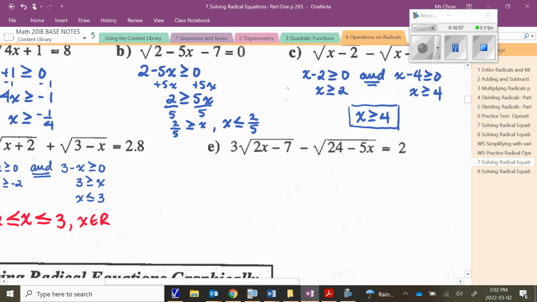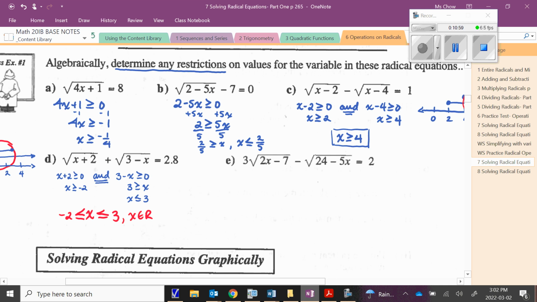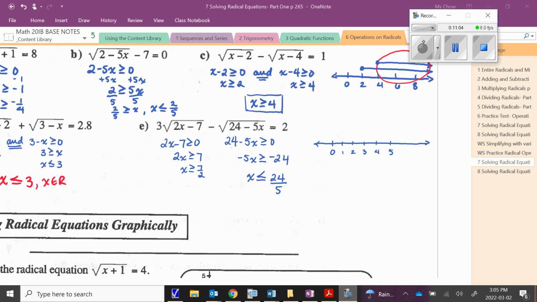Okay, so E is kind of similar to what we've already done, so take a moment to again hit pause and try to work through those ones. Okay, so we have for the first one, x is greater than or equal to 7/2, and for the second one, you can see that I just went back to what we had previously done and subtracted 24 from each side, then divided by -5, and so because it's an inequality and I'm dividing by -5, then I need to flip the symbol, so x is less than or equal to 24/5.